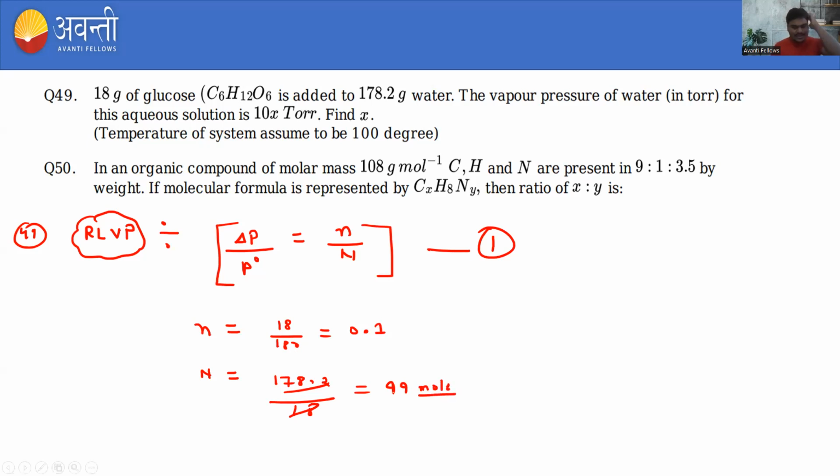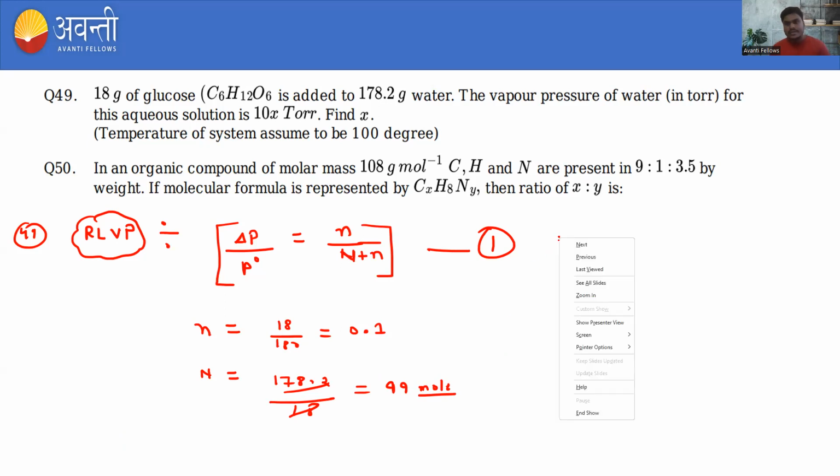So this is the 99 moles. So total number of moles of water is this. So this is the total number of moles. Always remember this is n plus N. Better you can write as n plus N. So total number of moles, just calculate the formula.